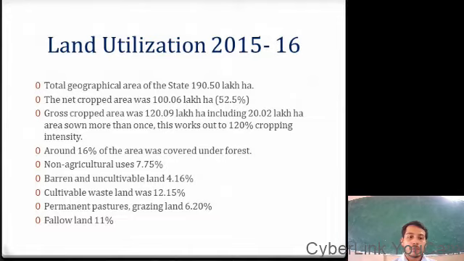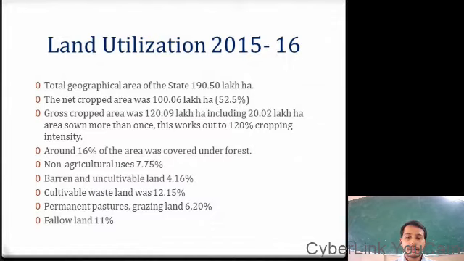Around 16% of the area was covered under forest. Here the forest area accounts for 16% of total land utilization, and non-agricultural uses account for 7.75% of total land area. Then barren and uncultivable land accounts for 4.16% of the land area, and cultivable waste land was 12.15% of total land area, permanent pastures and grazing land 6.20%, and fallow land 11% of total land area. This is the brief explanation about land utilization in Karnataka.